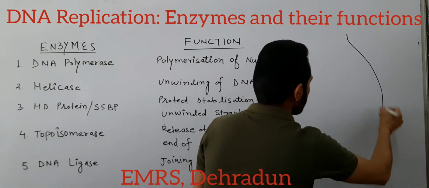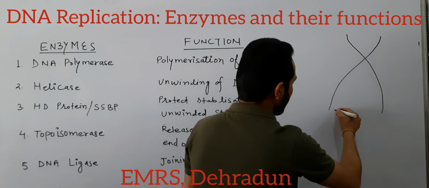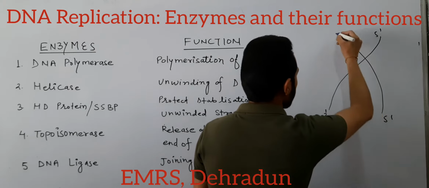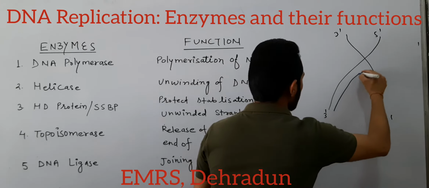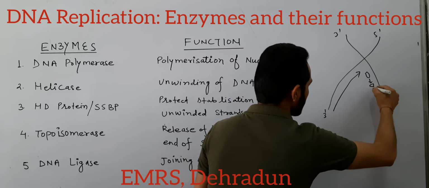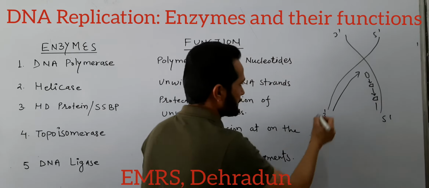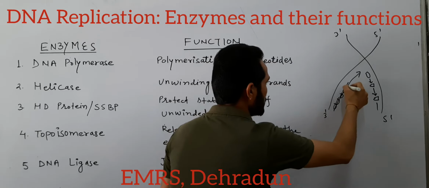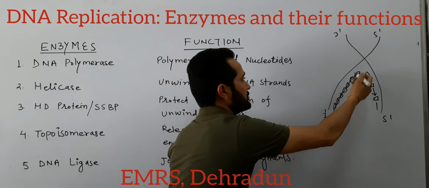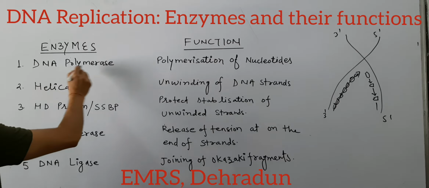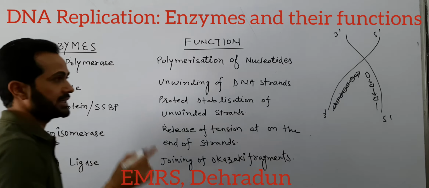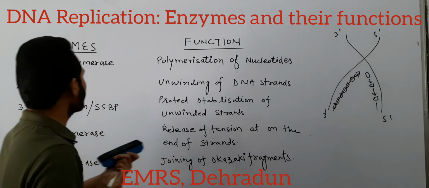Like if we assume that this is the unwound helix, and this is the 3' to 5' polarity strand, and this is the 5' to 3' polarity strand. Here the continuous synthesis takes place, and on this strand the Okazaki fragments, discontinuous synthesis, takes place. Here these are the nucleotides, and their polymerization, the formation of the chain, is done by the help of the DNA polymerase enzyme. So the number 1 enzyme is DNA polymerase, and its function is polymerization of nucleotides.